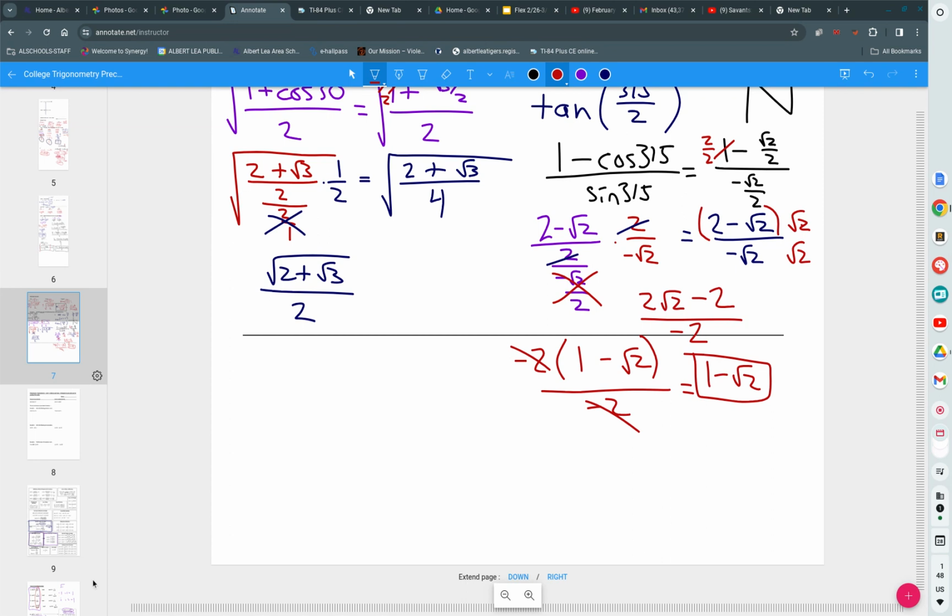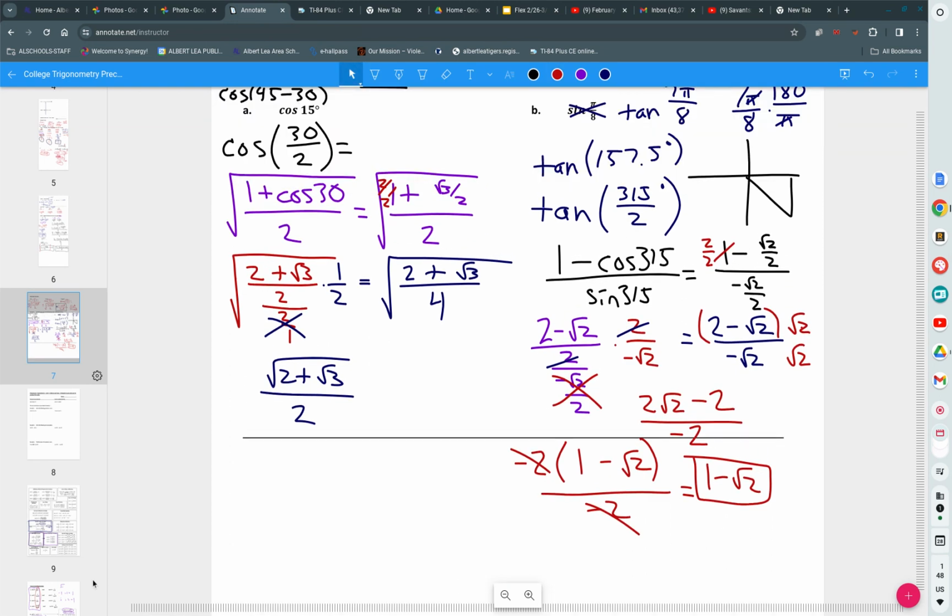Let's check the reasonableness of our answer. I have 1 minus the root of 2. Is 1 minus the root of 2 a positive number or a negative number? It is a negative number. And if you look at our original problem, we said the tangent of 157 degrees, 157 is in the second quadrant. Is tangent positive or negative over there? It is negative. So again, those are the nice checks that you can do to just see if your answer is reasonable. But yeah, there you go. So you have a cosine example and you have a tangent example.